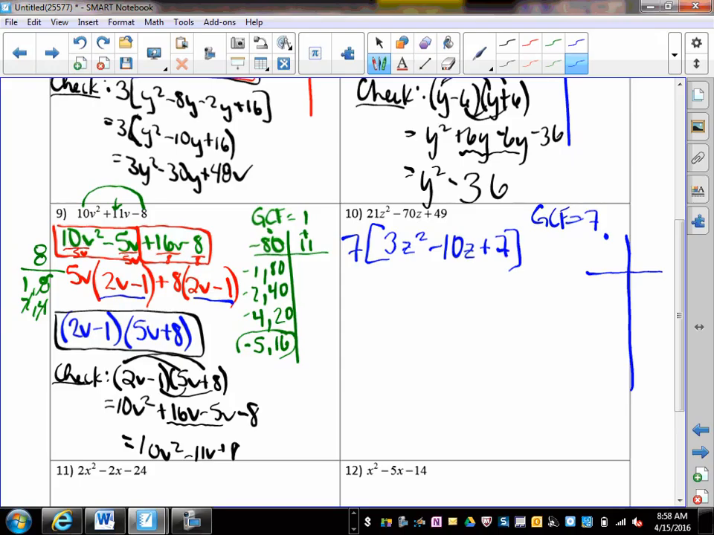So remember, we want to do a table of these numbers. Now that we've factored out the 7, we use the smaller numbers. It's easier to work with that way. Good. Product 3 times negative 10... what two numbers satisfy those requirements? Good. Negative 3 and negative 7.